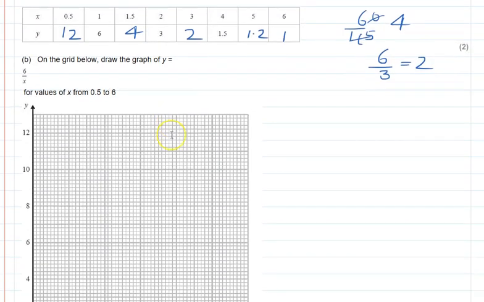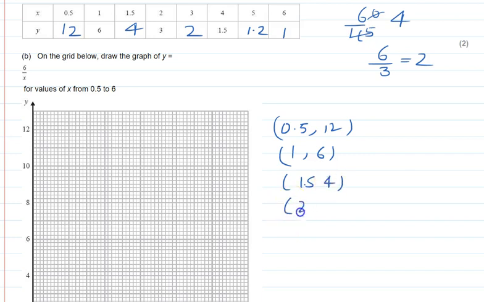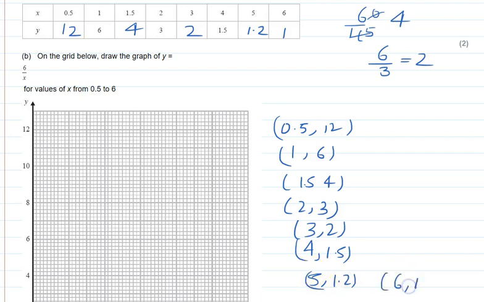So let's write down the points here. So the first point is 0.5 and 12, then 1 and 6, then 1.5 and 4, then 2 and 3, 3 and 2, 4 and 1.5, then 5 and 1.2, and 6 and 1.